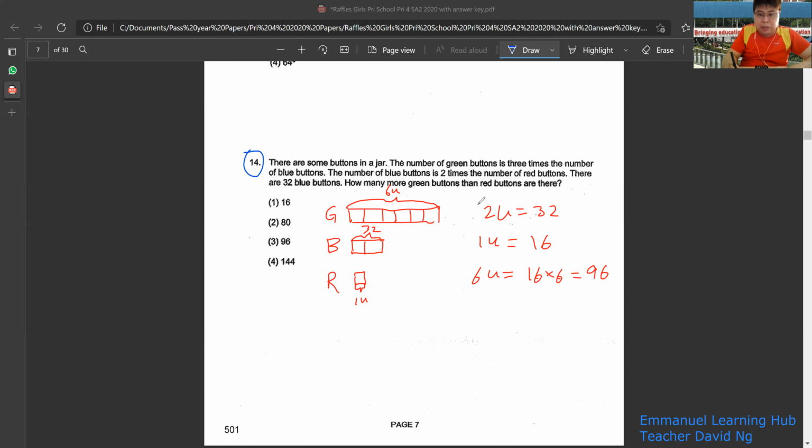Then how many more green buttons than red buttons are there? 5 units, right? 5 units equal to 16 times 5 equal to 80. You know why 5 units, right? Yes. Because green has 5 units more than red. So answer is 80. Okay, get it now?